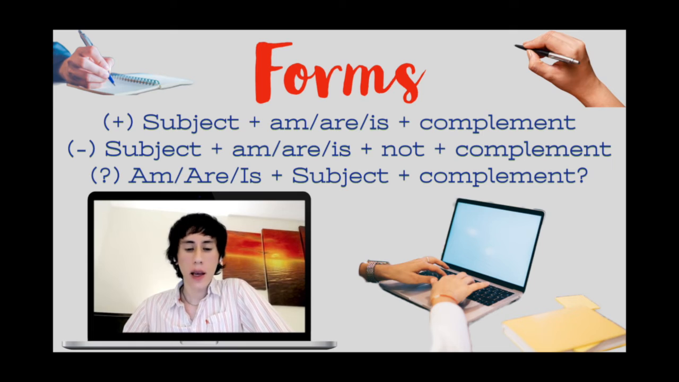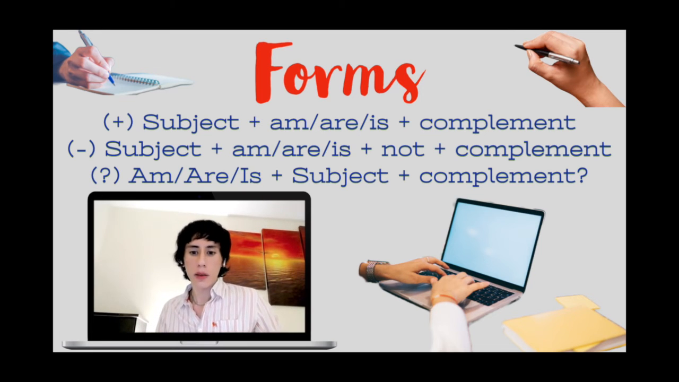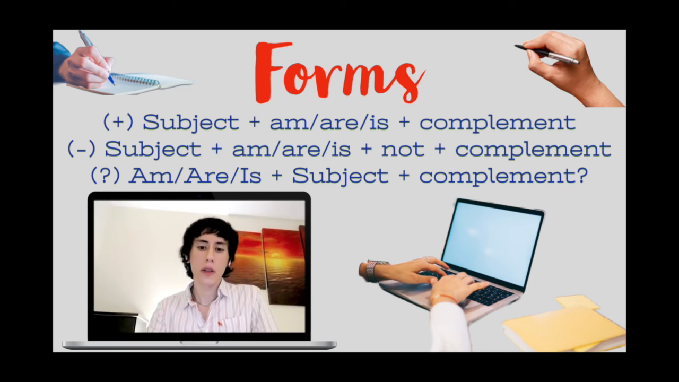And then we have another form that is for the questions. We have the verb to be conjugated in present simple. So again, it's am, are, is, plus the subject, I, you, we, you, or they, or he, she, and it, plus the complement. For example, are you from France? Or is he my friend? Or is she my student? And then at the end, we use the question mark.